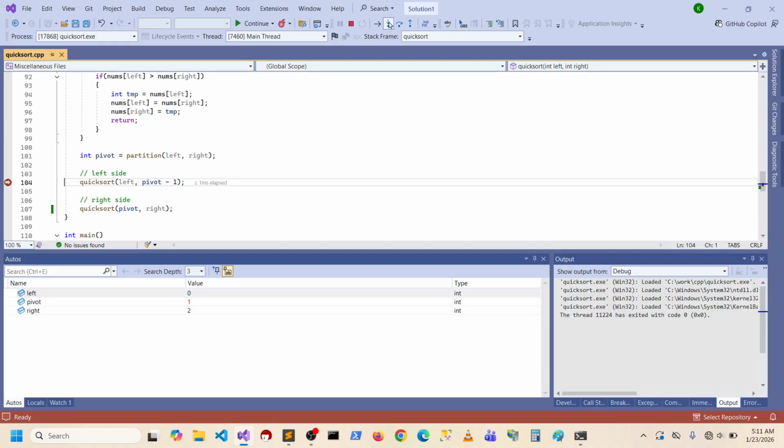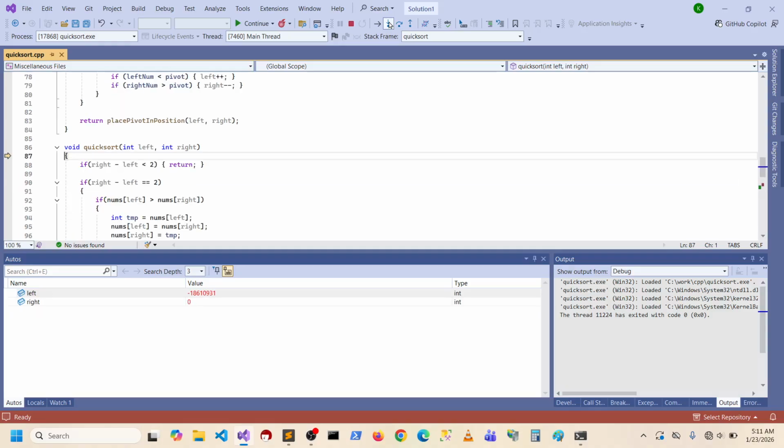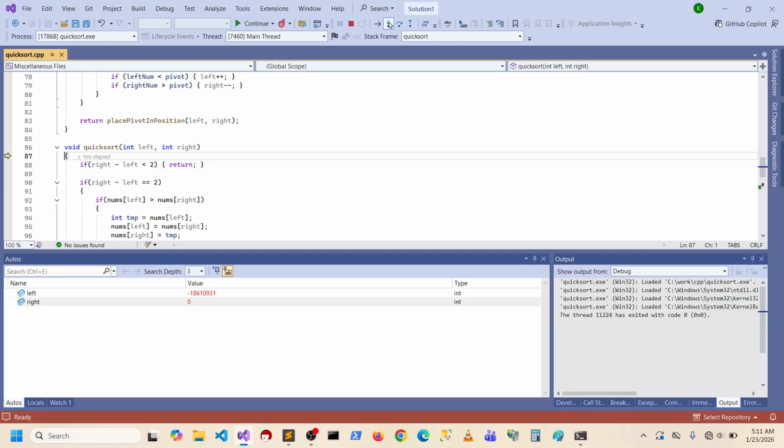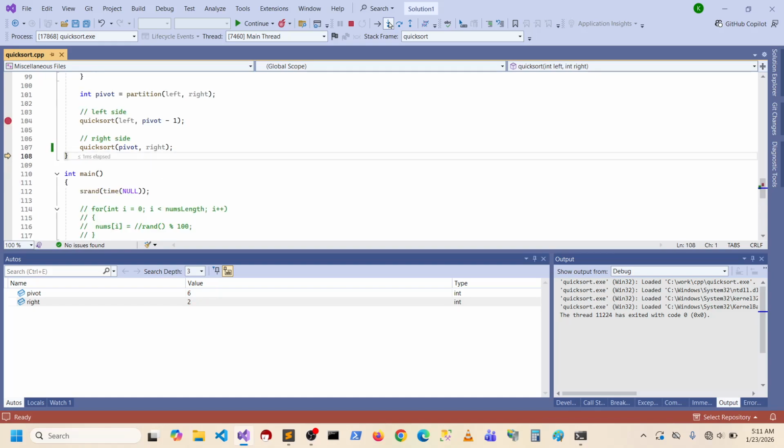Left and pivot minus 1 would be 0. So 0 and 0. Less than 2. It should just return. Now we do the right side. Pivot is 1, right is 2. And this should be the same thing, just return.